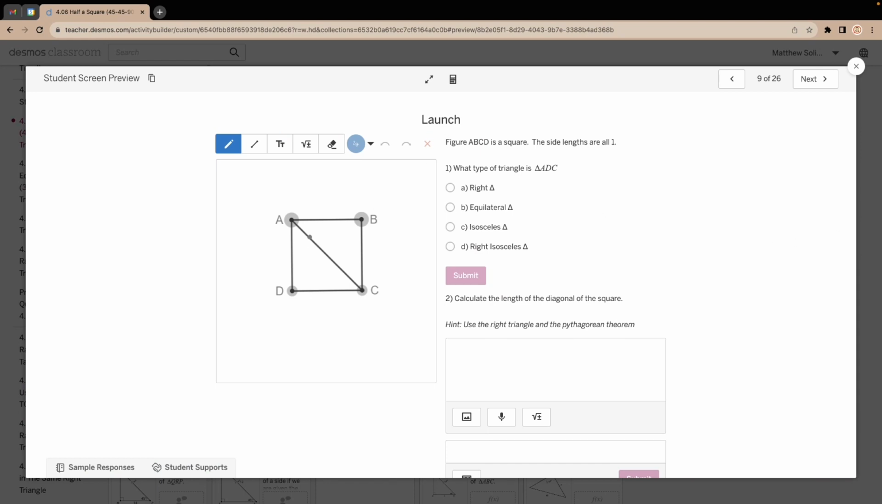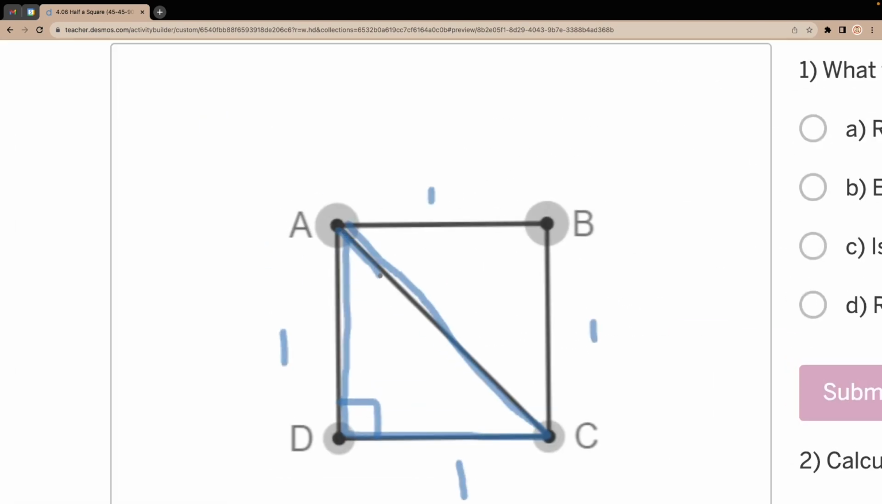So if you look at ABCD and it's a square, and all the side lengths are 1, what type of triangle is ADC? Well, since it's a square, I know this is a right angle. And if you look, I'm cutting these 90s in half. So half of 90, this angle's got to be 45 degrees.